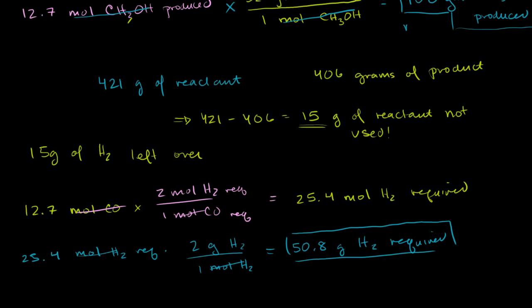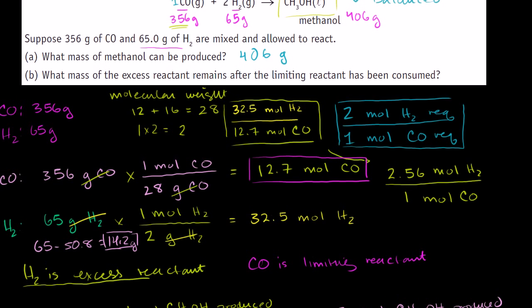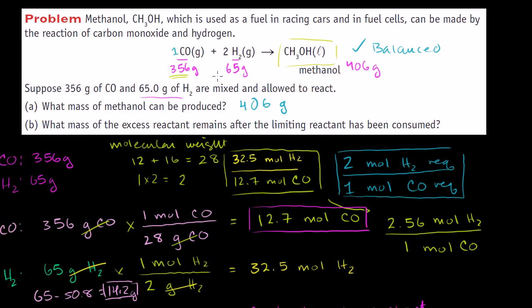Now, they wanted to know how much is left over. So we're going to consume 50.8. We started with 65. So if you subtract 50.8 from 65, you're going to get 14.2 grams left over. And that compares to the 15 we got left over when we just took the 421 minus the 406. And the difference between the 14.2 and the 15 is really just a little rounding here and there with our digits. Anyway, hopefully you found that helpful.